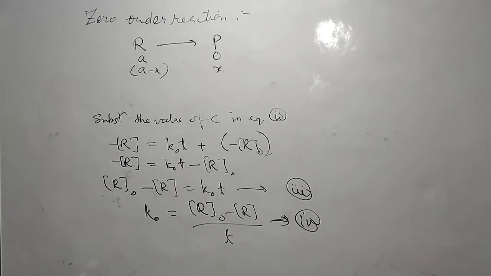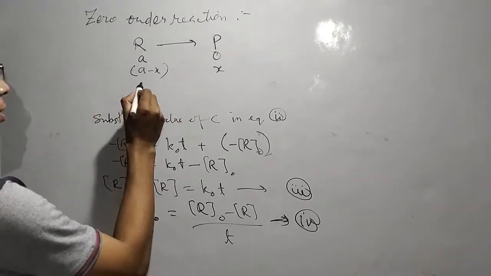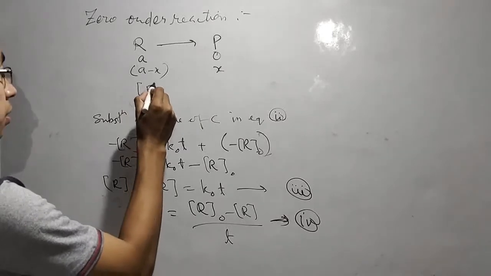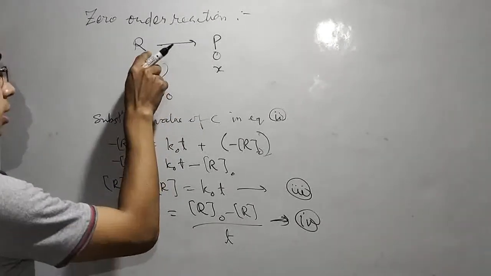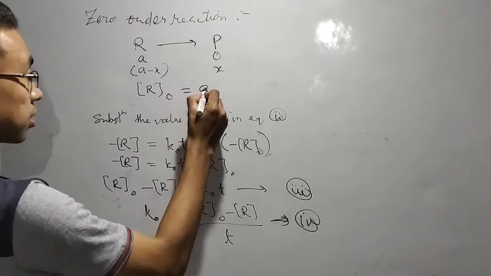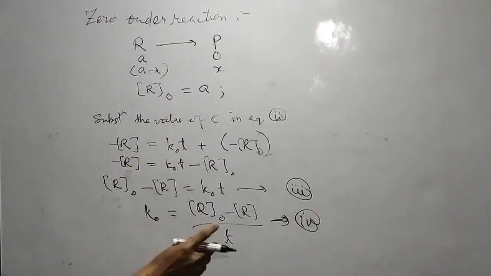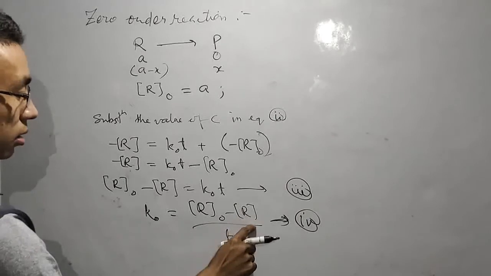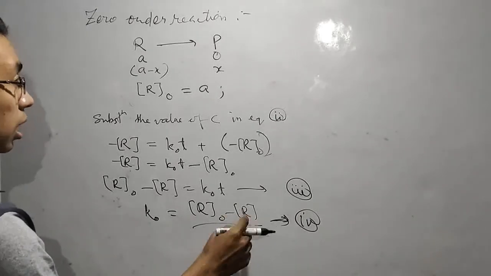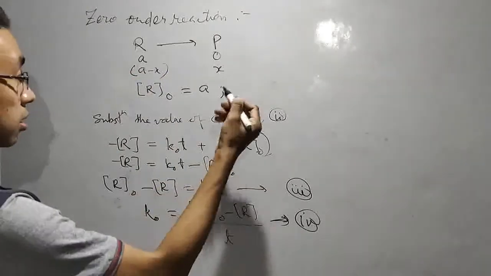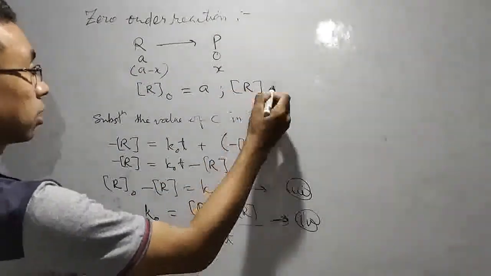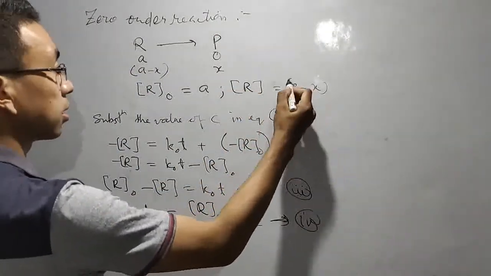Okay, now see here, R naught is the initial concentration, A is also the initial concentration, so it is A. Then this is the concentration of the reactant after some time T or after some reaction, so this A minus X is that one only. So this is A minus X.